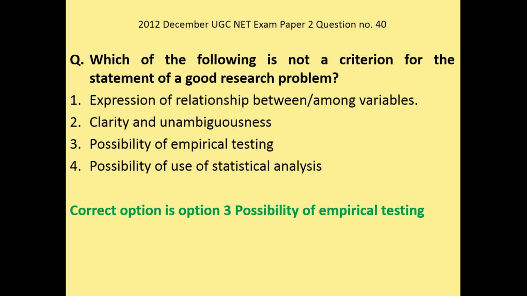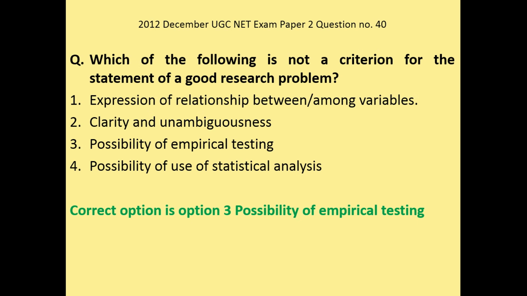This question came in December 2012. The question is, which of the following is not a criteria for the statement of a good research problem? Option 1, expression of relationship between or among variables. Option 2, clarity and unambiguousness. Option 3, possibility of empirical testing. And option 4, possibility of use of statistical analysis.